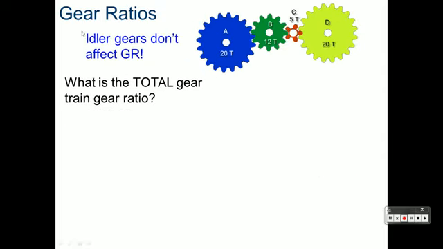It's important to remember that idler gears don't affect the gear ratio overall. And if I want to know the total gear ratio for the train, I multiply all three of my gear ratios together, from A to B, from B to C, and from C to D. In this case, and only in this case, because of the way they set up the example, I get a total gear ratio of 1 to 1.